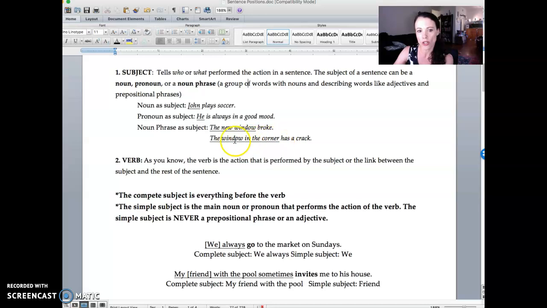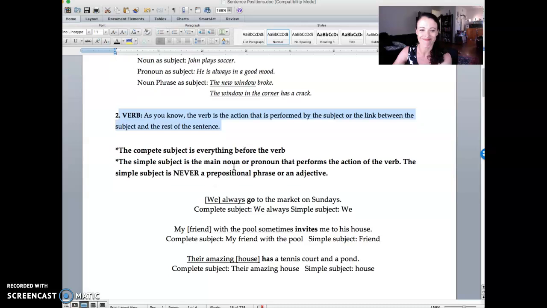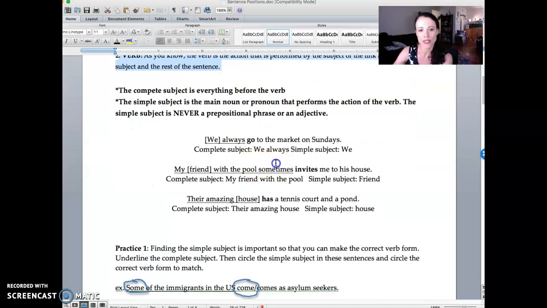The window in the corner is going to be the complete subject, everything before our verb has. Right? Everything is the complete subject. And our simple subject will be window, right? This is what has a crack, the window. What's in the corner, that's a prepositional phrase. So that's never going to be the simple subject. And you already know what a verb is, so I don't have to repeat that. A verb is a verb. So let's look a little bit more about complete and simple subjects.